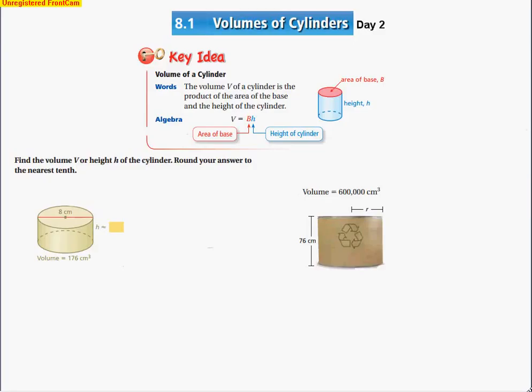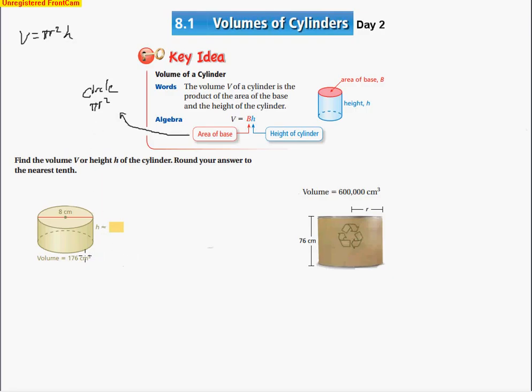This is the lesson for Chapter 8, Section 1, Day number 2, Volume of Cylinders. And so what we saw yesterday was that our volume formula said that if we take the area of the base, multiply it by the height, it gives us the volume. So remember, the area of the base of a cylinder is a circle, and the volume formula is pi r squared for the circle. So our entire volume formula is pi r squared times h.